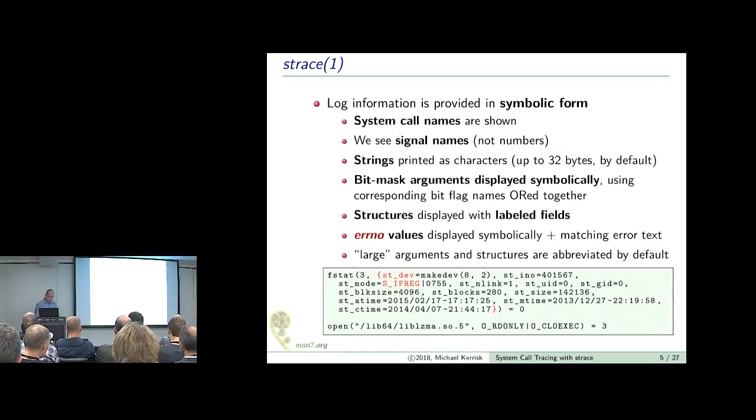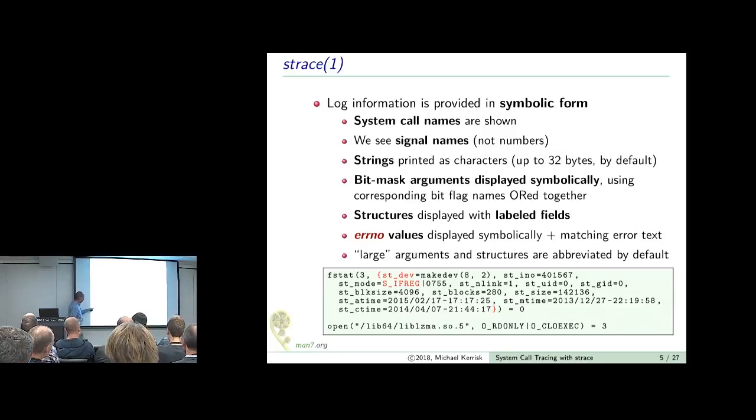When it displays structures to you, it displays them in a nice C format: braces, and each field is shown with its name. By default, when system calls fail and you get an error in the global errno variable, you see the name of that error in symbolic form, and you see the textual description of that error. And large arguments and structures are abbreviated by default, but you can ask for the full format of those structures, the full display of those structures.